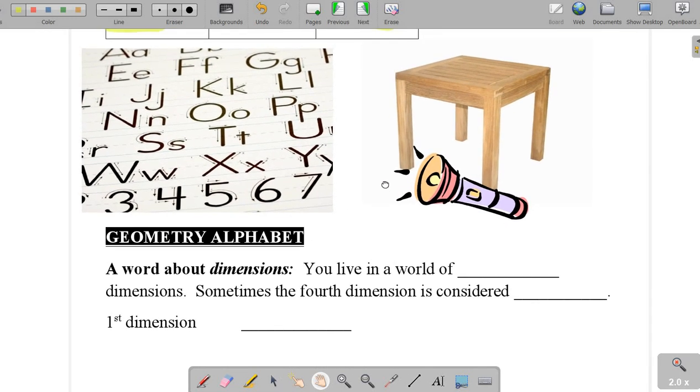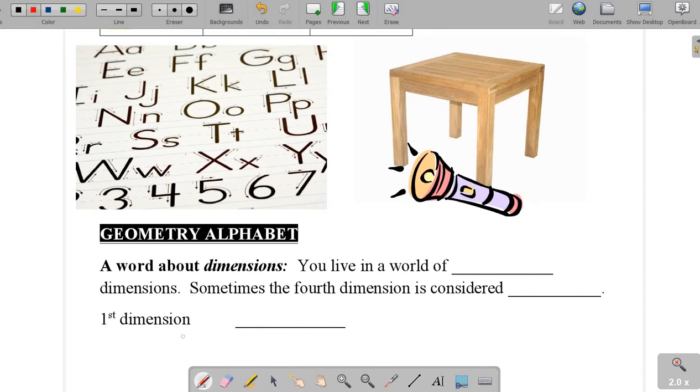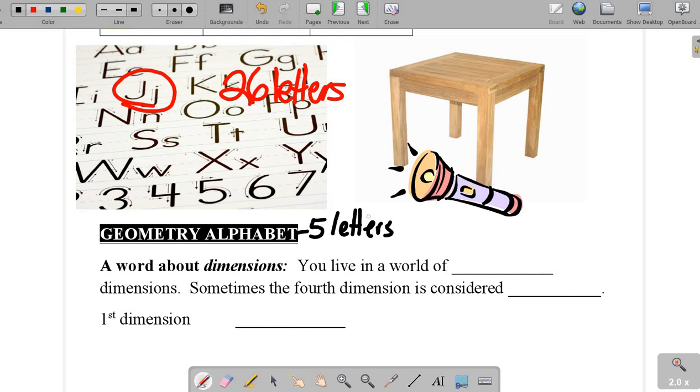When you learn a language, usually the first thing you learn in reading and writing that language are letters. In English, we have 26 letters to work with to make our words. In geometry, we only have 5 letters. But before we go into those 5 letters that constitute the geometric alphabet, we first have to talk about dimensions.